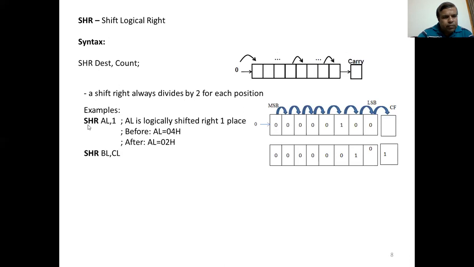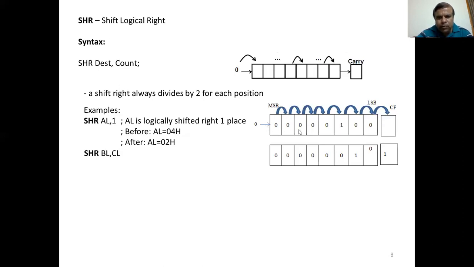So examples are SHR AL comma 1. A byte in the AL register is logically shifted right one place. For illustration, let us assume that before the execution of the instruction, AL contains 04, whose binary equivalent is 00000100. Let us shift this number to the right one place.